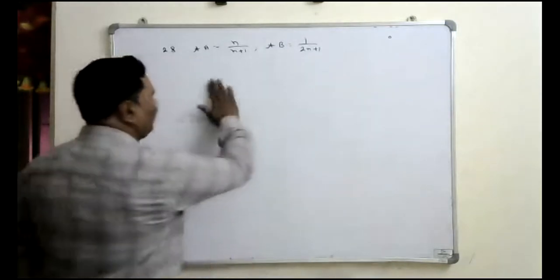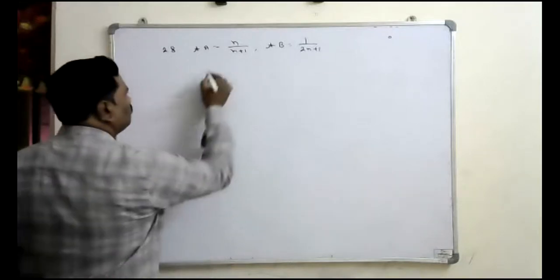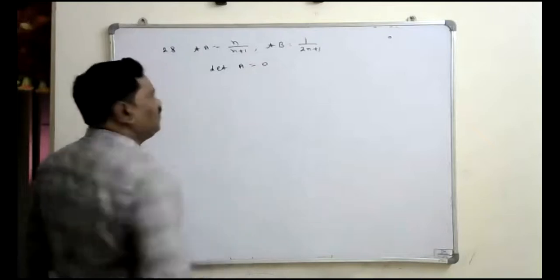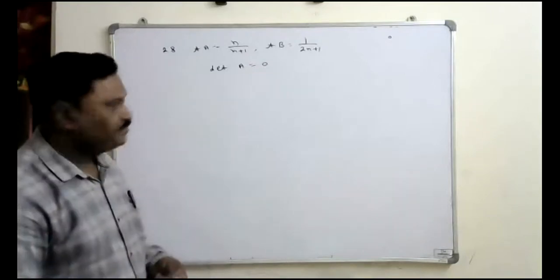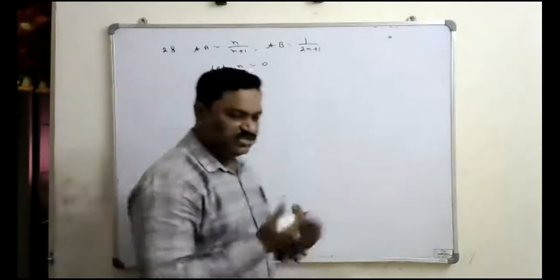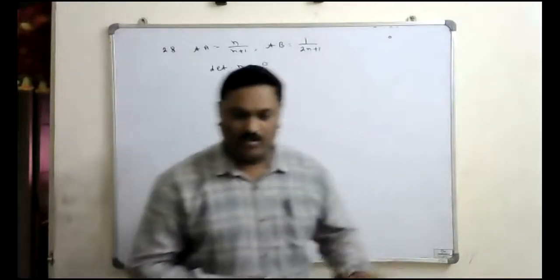Tell me, what value can we take for n? Anything, we can take 0, right? Because whatever the value of n may be, A plus B will always get a constant value. So take n equal to 0.